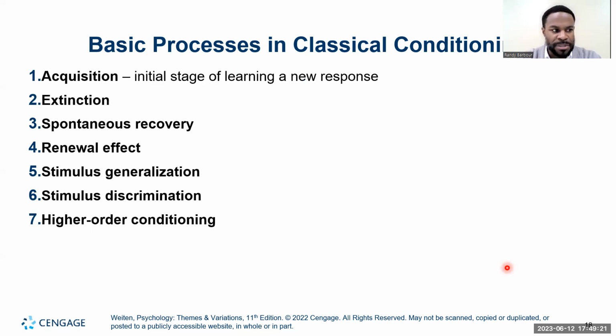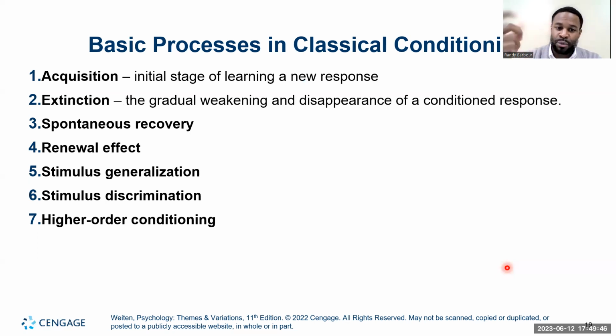The first one is acquisition, and this is the initial stage of learning a new response. This is the very first time you see the neutral stimulus paired with the unconditioned stimulus. Those two things are being paired, and when you acquire that, that is the acquisition of it, right?